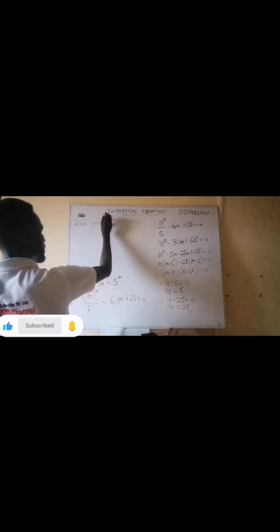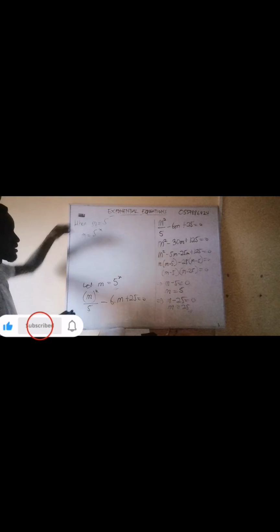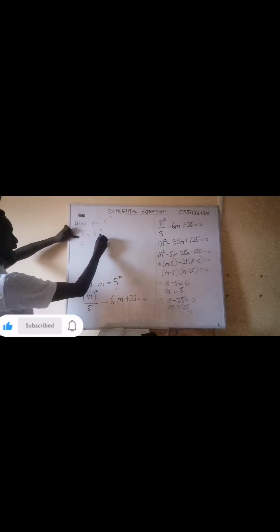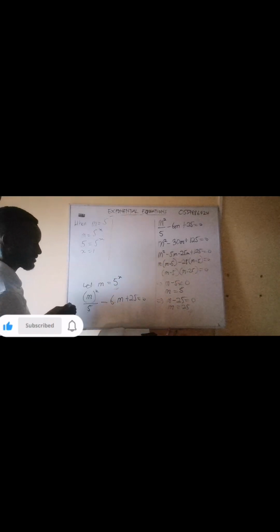When m is equal to 5, don't forget that we have m is equal to 5 exponent x. Now put m is 5 here, so we're going to get 5 is equal to 5 exponent x. Now this 5 here is having an exponent of 1, so it means that x is equal to 1.